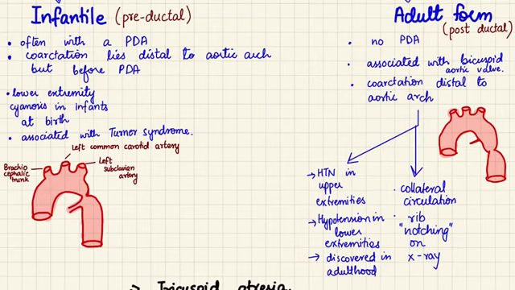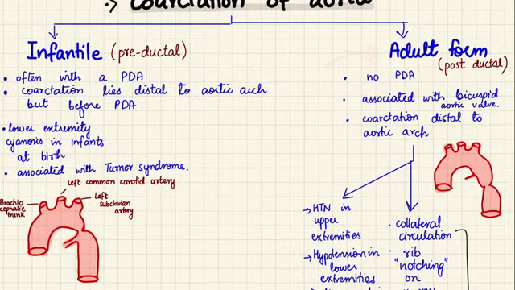So the head and the upper limb region will not be affected by this disease, but the lower extremities will suffer the most, and it is usually associated with lower extremity cyanosis in infants at birth. It is usually associated with Turner syndrome. The second form is the adult form of the coarctation of aorta. It is also known as postductal, although it is not associated with a PDA. This is just to show a difference between the infantile and the adult form.